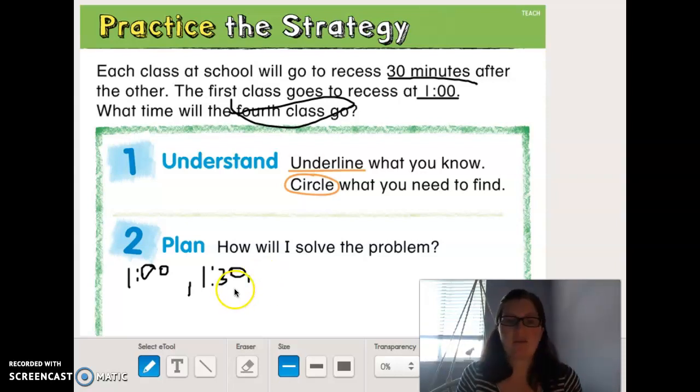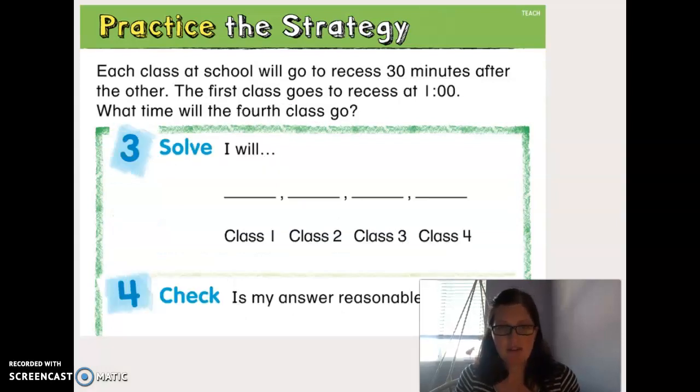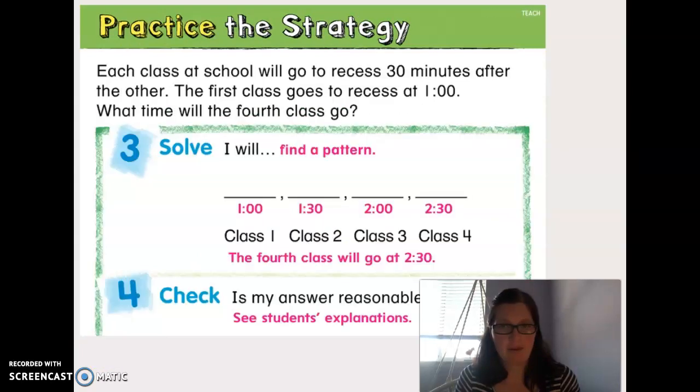So then I have to think, okay, well, what's a half an hour after 1:30? Next pattern is 2 o'clock. Okay, so this was class 1, class 2, class 3. It's asking about class 4, so this is the one that I'm going to need to tell them as my answer. So half an hour after 2 o'clock would be 2:30. So my answer would be the fourth class goes at 2:30. And let's double check that that's what they're giving us. So this is their solving, just like we did. Oh, and there it is. The fourth class will go at 2:30.